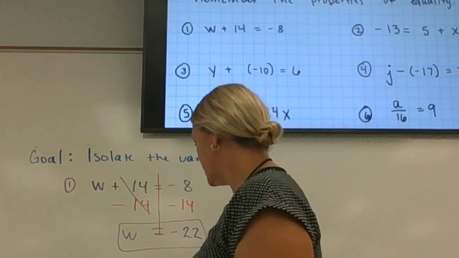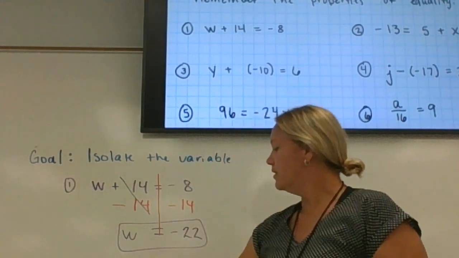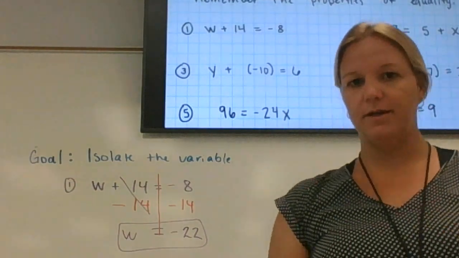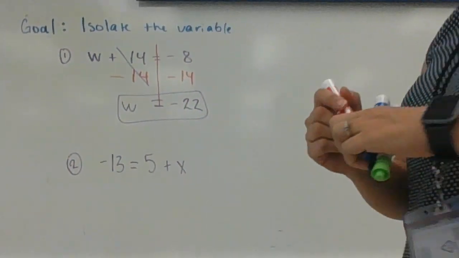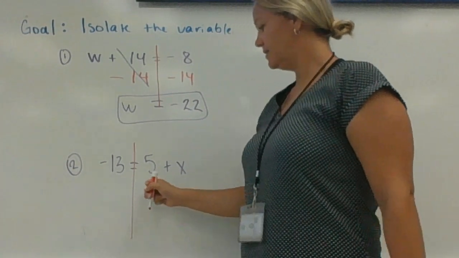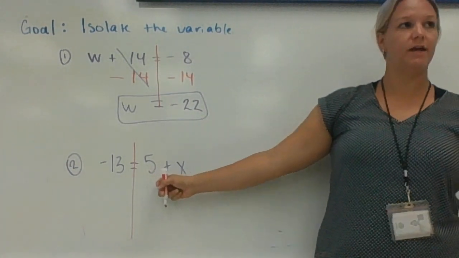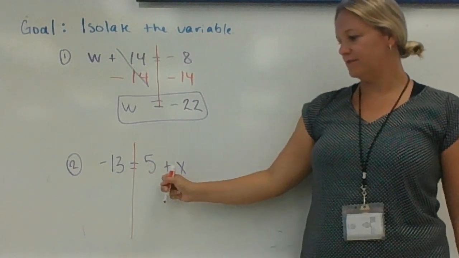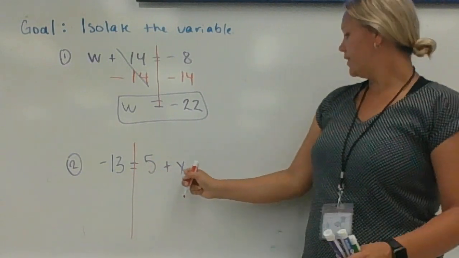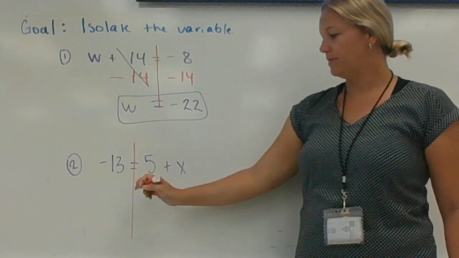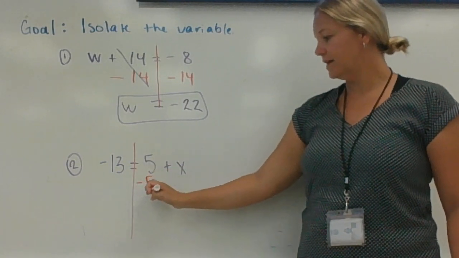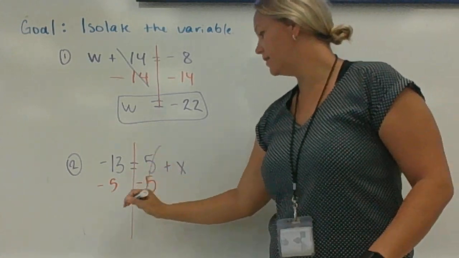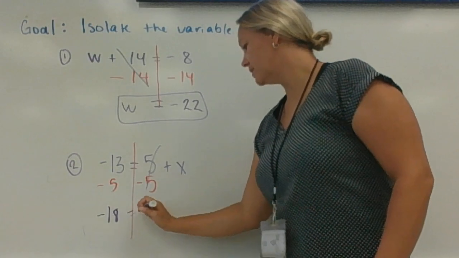Okay, and number 2 just looks different. The variable is on the other side of the equal line. Same idea. Find where it's at. Take a look at what's preventing it from being alone. This is a positive 5. It doesn't have to do with this to the right of the number, but when I look in front of the number, it's a positive 5. So if I want to cancel it, I subtract it. 5 minus 5 cancels out. Negative 18 is x.